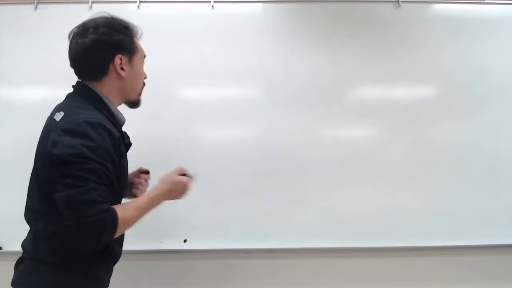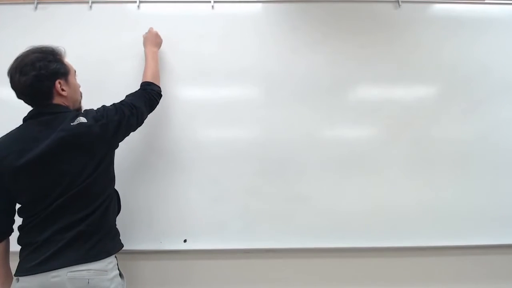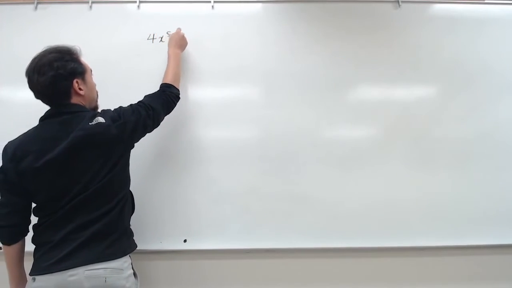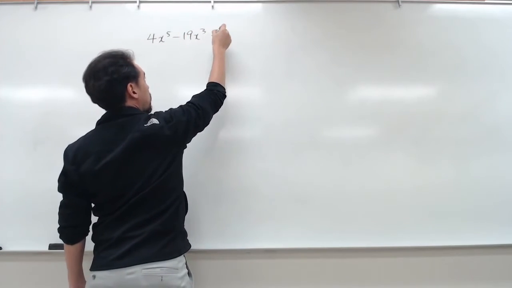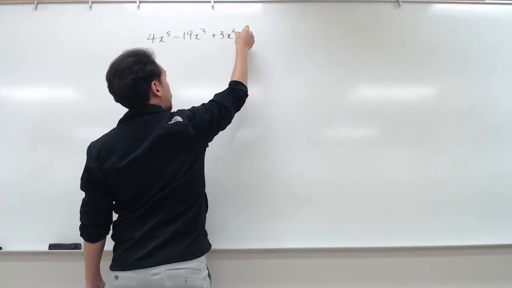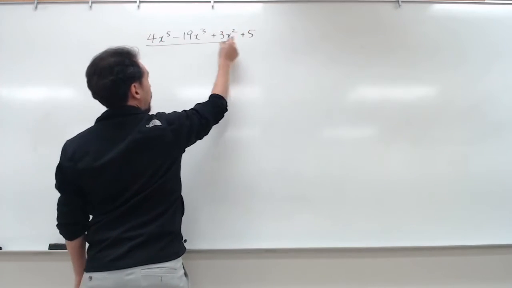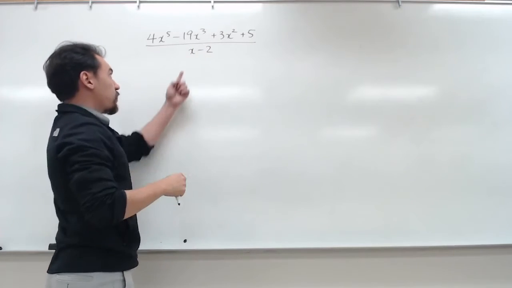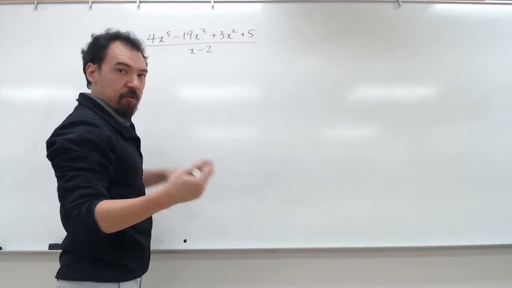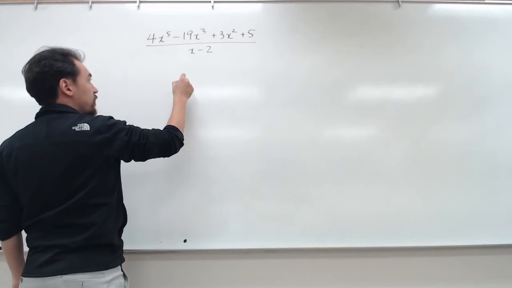Let's do an example where we have some skipped terms. So in the numerator, we'll have 4x to the 5th minus 19x cubed, skipping the x to the 4th term. And then we'll skip the x term and have a plus 5. Then we'll divide by x minus 2. So the divisor is linear with a coefficient of 1 on the x. So those are the conditions met to use synthetic division.